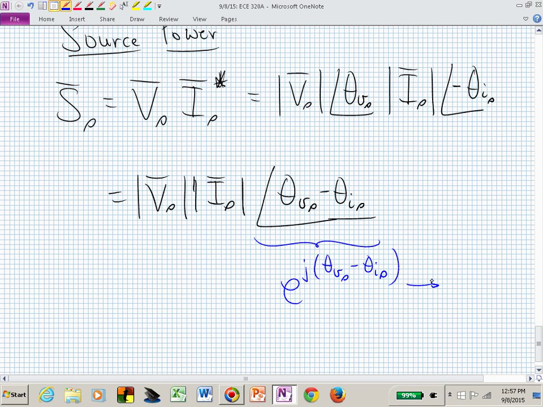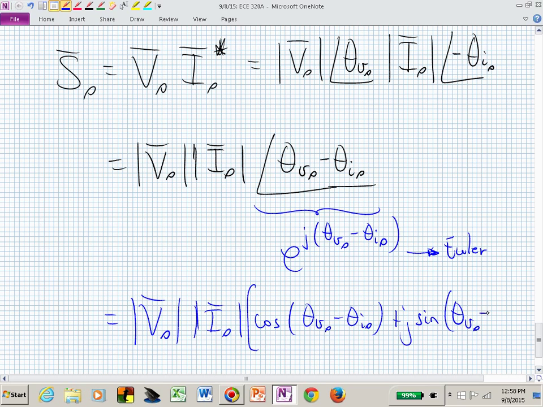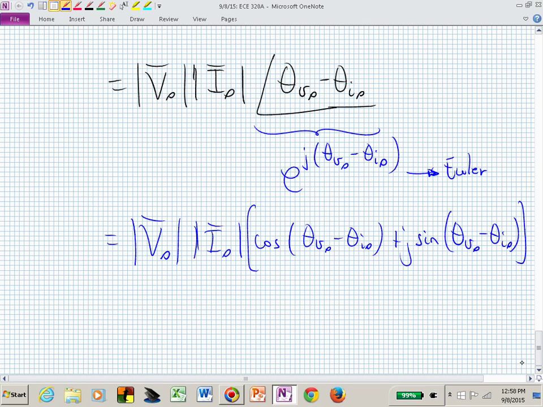And from this, we can apply Euler, which says e to the jx is cosine x plus j sine x. And that will allow us now to find the two component parts of the complex power of our source, where now we have the magnitude of V sub s, the magnitude of I sub s, cosine of (theta V sub s minus theta I sub s) plus j sine of (theta V sub s minus theta I sub s). That's just applying Euler.